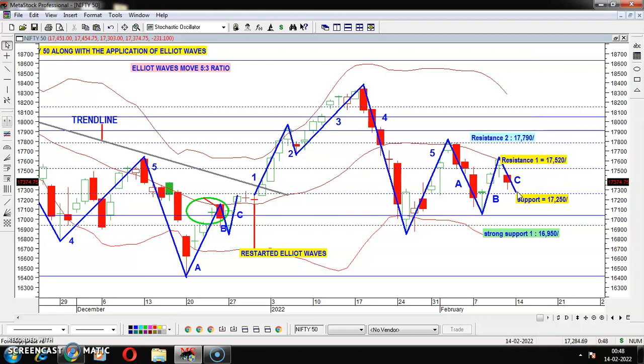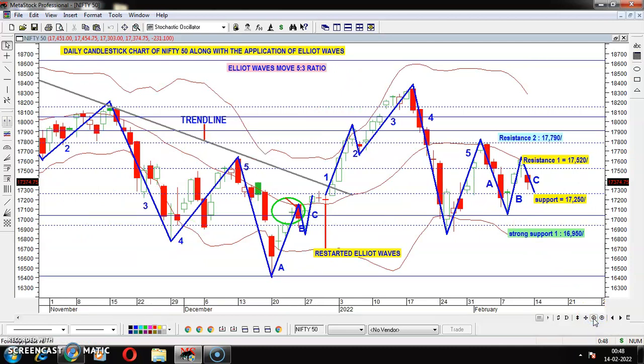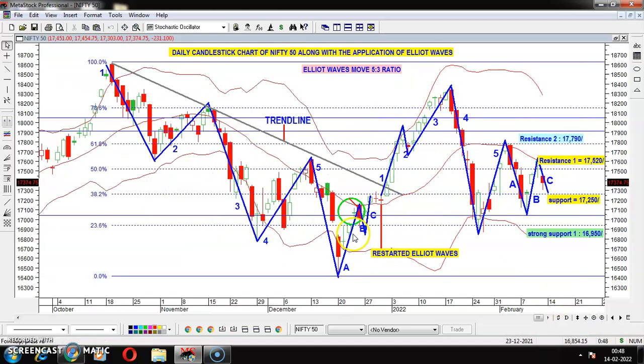So this is as far as Elliott waves are concerned, and as far as the stochastic is concerned, we saw there is a bearish crossover in the stochastics, right? Now another thing: I have already plotted the Fibonacci retracement zone over here, and the only plus side is that right now Nifty is trading above the 38.2% Fibonacci retracement. This is the only plus side.